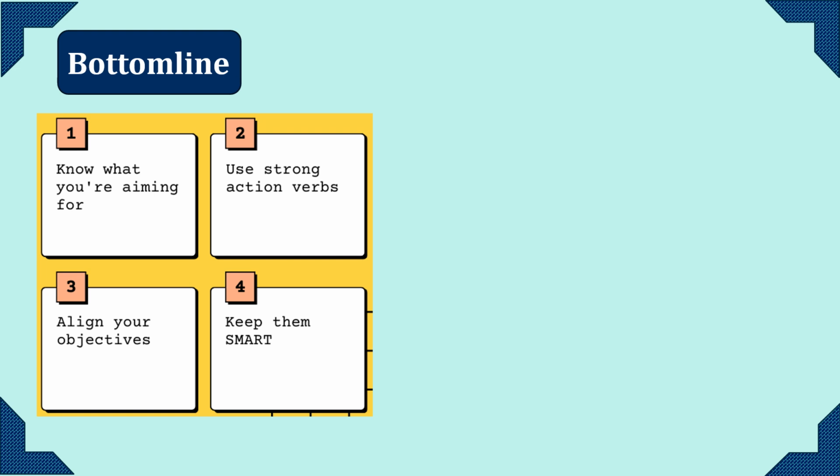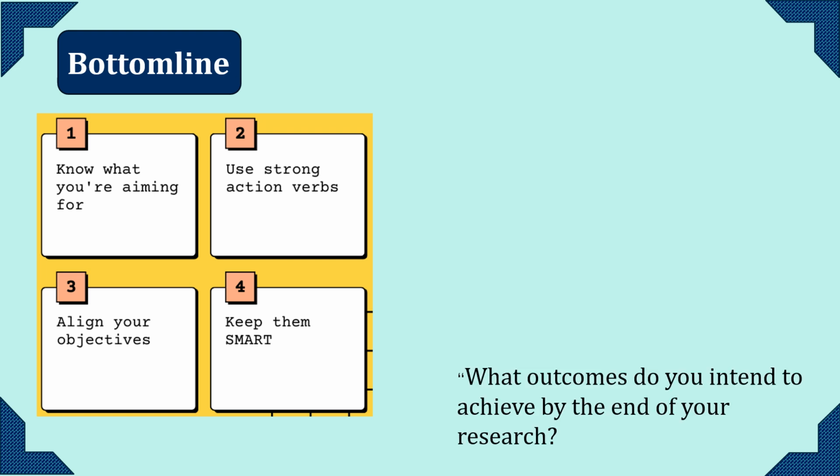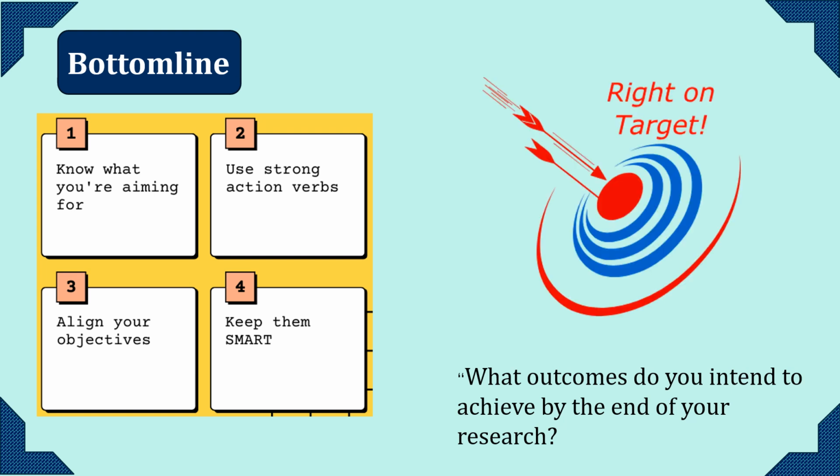Bottom line is the four points. A research objective, described in a few words, is the result of the research project after its implementation. It answers the question, what outcomes do you intend to achieve by the end of your research?